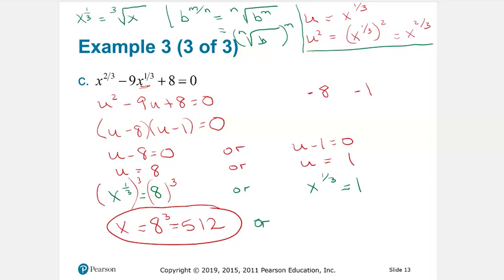Again, I do the same thing here. I do them both to the 3rd power, and here I get x equals 1, because 1 to the 3rd power is 1. So those, again, are my two solutions for this problem.